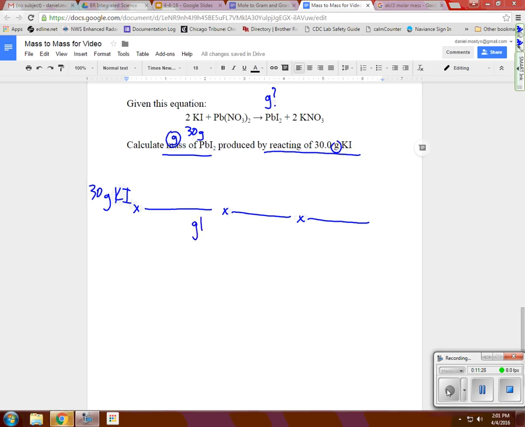Next, I'm going to set up my units. I know that grams of KI has got to be down here because they have to cancel out. I also know that I want to end up with grams of PbI2. Now I just need to go in the middle. What do I need to do to get from grams of KI to grams of PbI2? I know usually wherever there's a gram, there's going to be a mole. Moles of KI. And down here, this is going to be moles of PbI2. These are both molar masses.